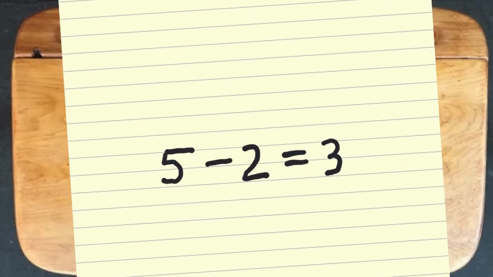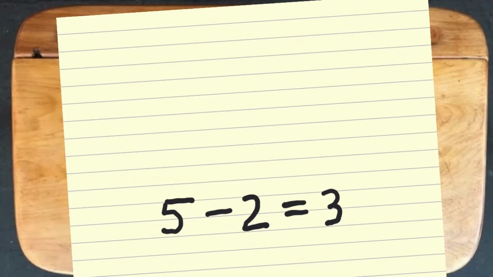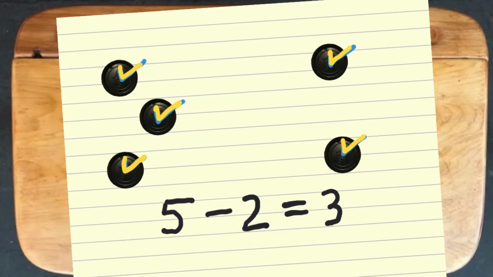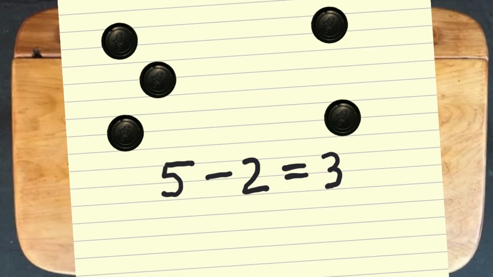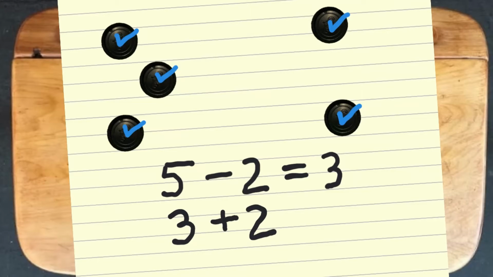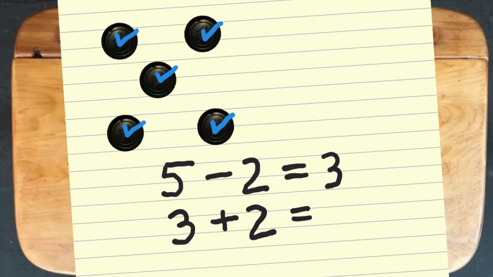Let's go back to our original picture again. Let me show you something else that we can do with this picture. You notice we have 2 groups, one with 3 checkers and one with 2 checkers. Let's put them together. We're going to start with 3, and we're going to add 2. We're going to put them together. It's going to equal what we started with, 5 checkers.